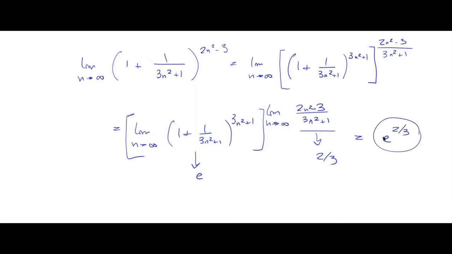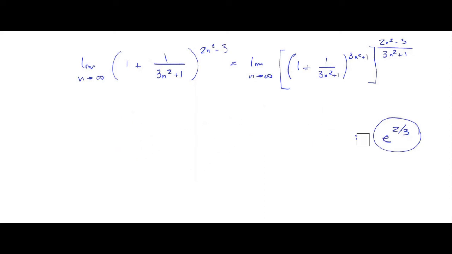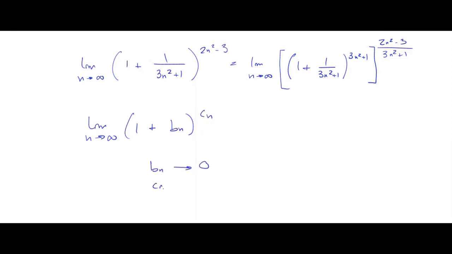And so you can generalize this idea that we have used here for sequences of this form. Let's say (1 + b sub n) to the c sub n, where b sub n is going to 0 and c sub n is going to plus infinity. Well, the limit of this is going to be e to the limit when n goes to infinity of c sub n times b sub n, right? So remember this.